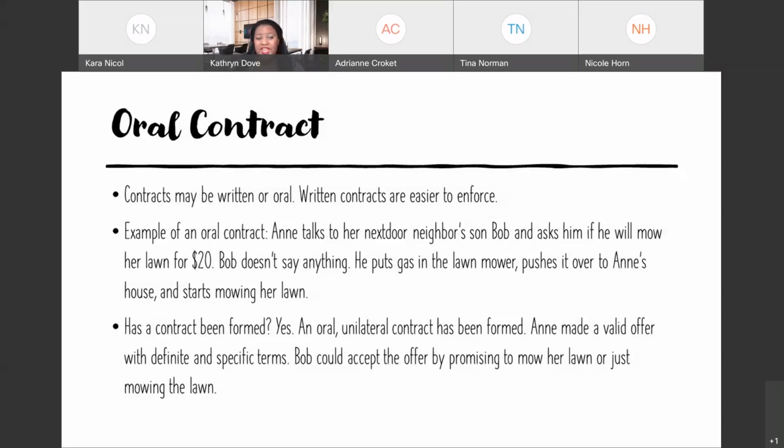So suppose Anne talks to her next door neighbor's son, Bob, and asks Bob if he will mow her lawn for $20. Anne has reached a certain age where she ain't gonna be out with no lawnmower. Bob doesn't say anything back, but he grabs the lawnmower, pushes it out of the garage, puts some gas in it, drags it over to Anne's house, and starts mowing her lawn. Kara, has a contract been formed?